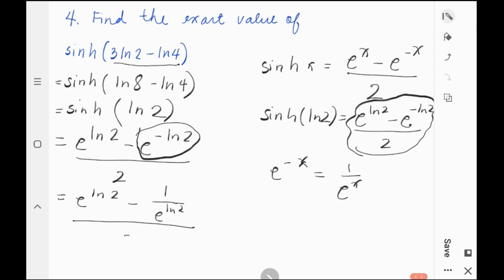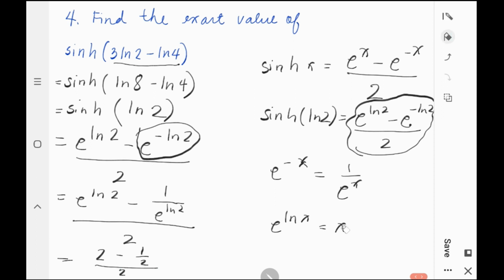Now, what is e raised to ln 2? In general, if we have e raised to ln x, this is just x. So this will be 2 minus 1 over e raised to ln 2. Again, e to the ln 2 is 2. So this is 1 half. And this is all over 2.